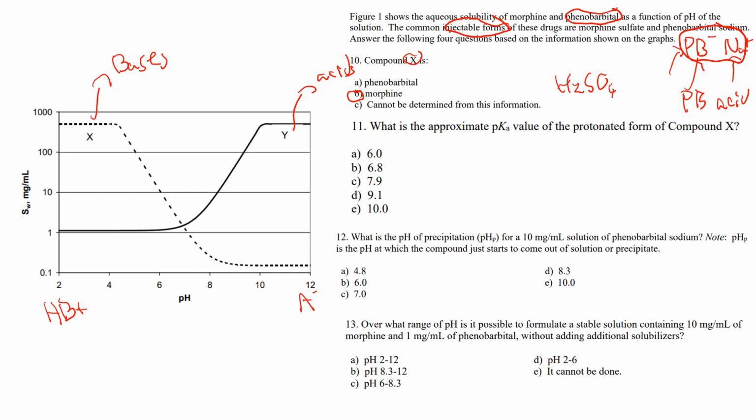So this next one is just asking us what the pKa of the protonated form of compound X is. How do we do that?